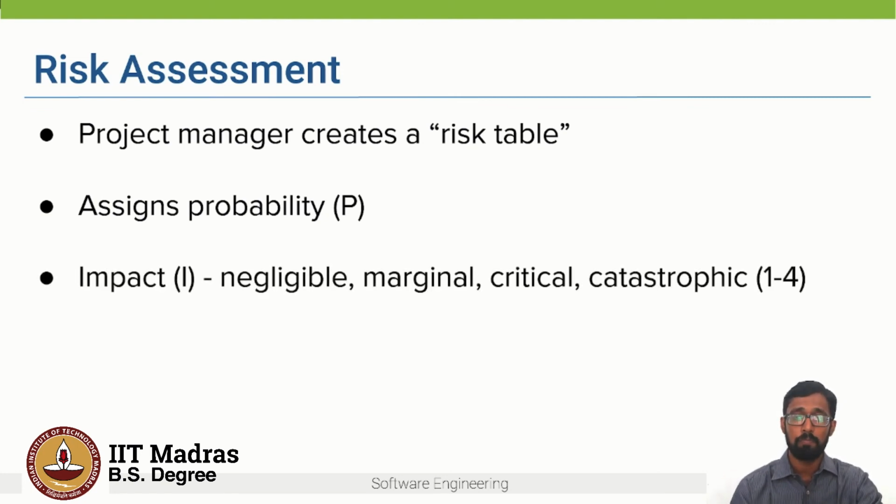And what is the potential impact of this risk? So if this occurs, is it a negligible risk? Is it marginal? Is it critical? Or is it catastrophic, which can derail the entire project? So what is the impact of that particular risk, right? And then the risk exposure is calculated for each of the identified risks by multiplying the probability with its impact, right? And then you sort the table in descending order, and then you decide which risks you actually want to work on.